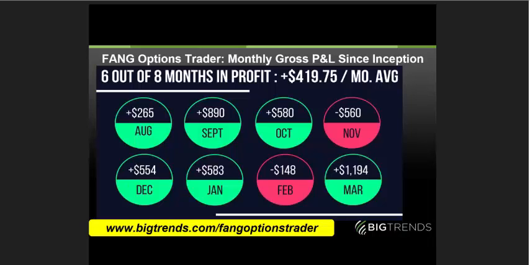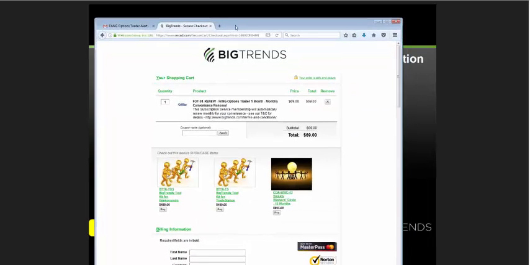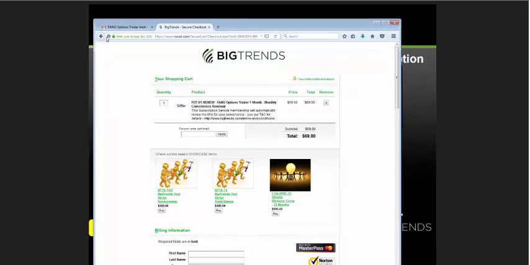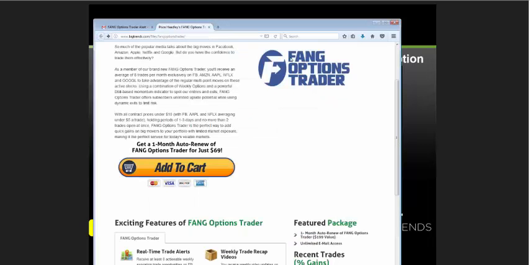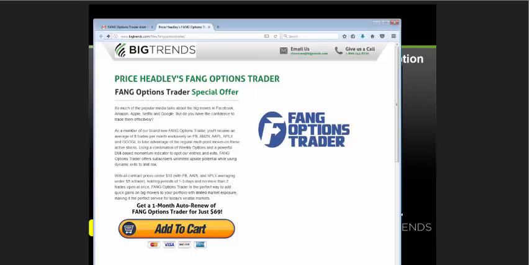Priceline is not on our list, Bill. There's no P in FANG. All you do is get that clear instruction to get out at what price or get in at what price as part of that. So just go to that page. It's FANG Options Trader, bigtrends.com/FANG Options Trader. Chris has posted it for you.